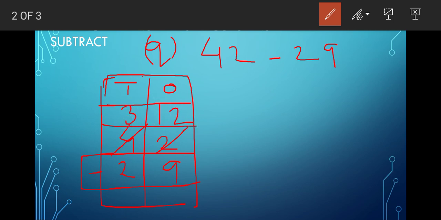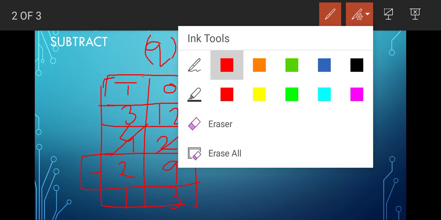So 12 minus 9 is how much children? Yes, it is 3, and 3 minus 2 is 1. So what is the answer? The answer is 1 tens and 3 ones. That means the answer is 13. Okay. So you may pause the video and write it.